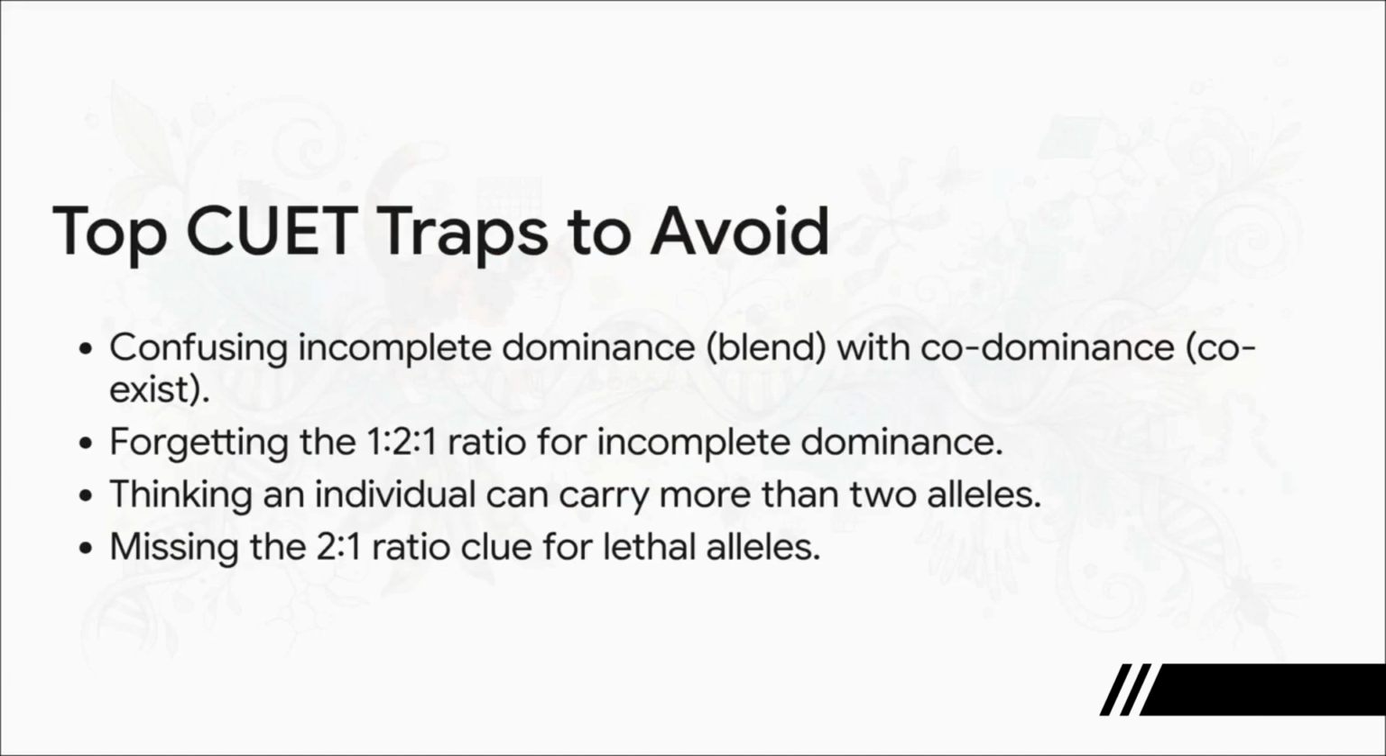Before we wrap up, let's quickly go over the biggest traps. Number 1, do not confuse blending with coexisting. Number 2, the ratio for incomplete dominance is 1-to-2-to-1, not 3-to-1. Number 3, an individual can only carry 2 alleles. Period, no matter how many exist in the population. And number 4, a 2-to-1 ratio is a massive clue that a lethal allele is involved. If you can avoid these, you are way ahead of the game.